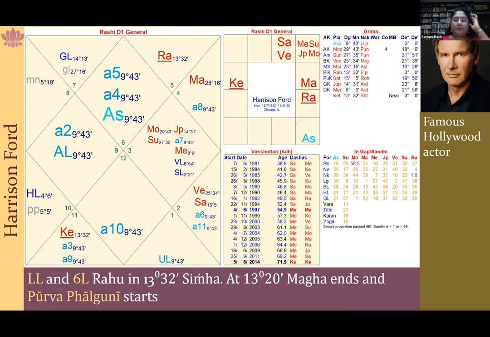You can see he is on the border between Magha and Purva Falguni. It is at 13 degrees 32 minutes of Purva Falguni. At 13 degrees 20 minutes, Magha has already ended. So you can see the problem that was created. And you can see that it is in the 6-12 axis. Rahu is the sixth lord placed in the seventh therefrom, in the 12th house itself.